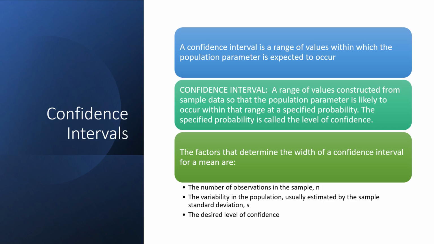When we look at the confidence interval, it's going to be a range of values within which the population parameter is expected to occur. We can look at this for proportions or for sample means. When we're looking at it in terms of sample means, there are two different ways that we can compute our confidence interval. One is when the population standard deviation is known, and the other is when the population standard deviation is unknown.